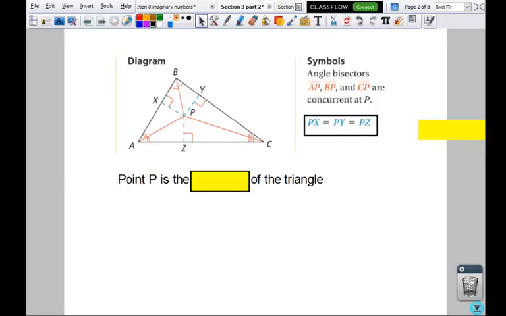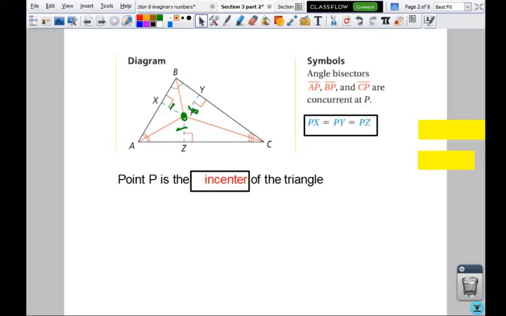And they are special because if I go from this point P, where all 3 lines meet, straight to a side and make 90-degree angles, all 3 of these are congruent. So, PZ is congruent to PY is congruent to PX. All 3 of them are the same. And this point P, right here in the middle, is called the incenter of a triangle. The incenter of a triangle, with an S.